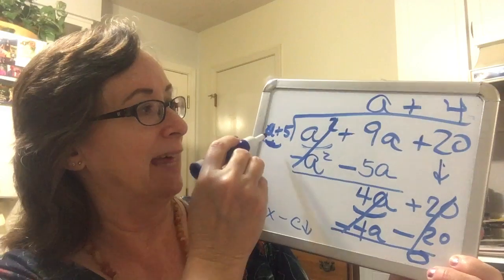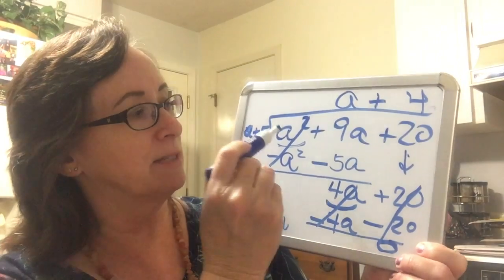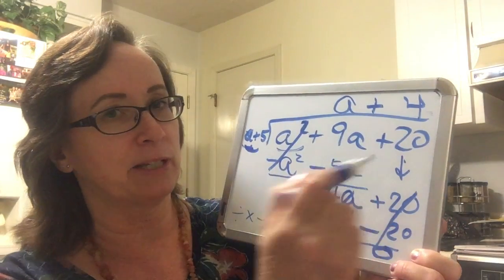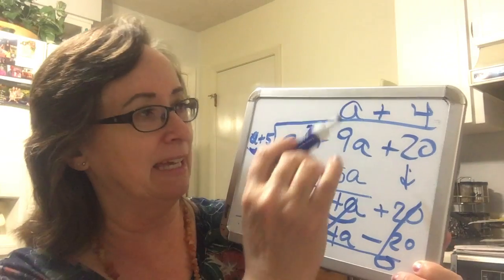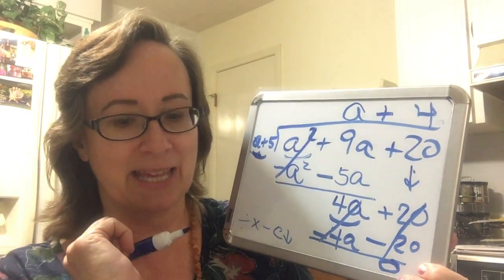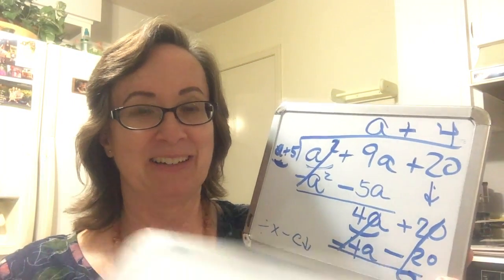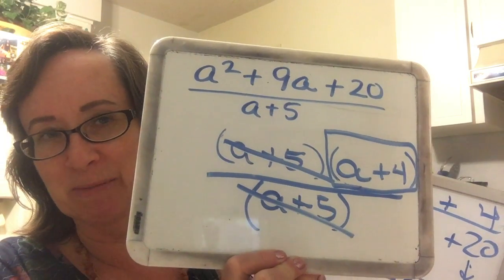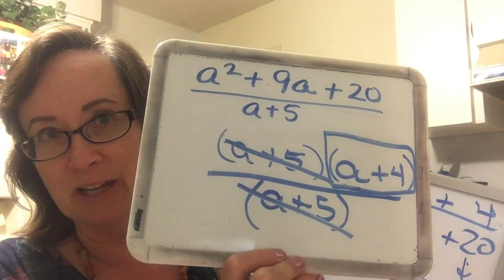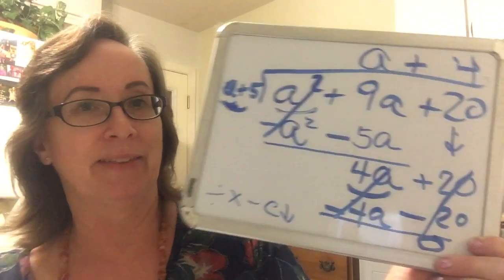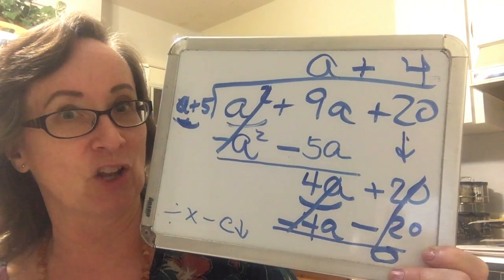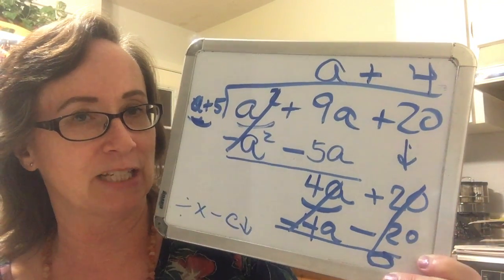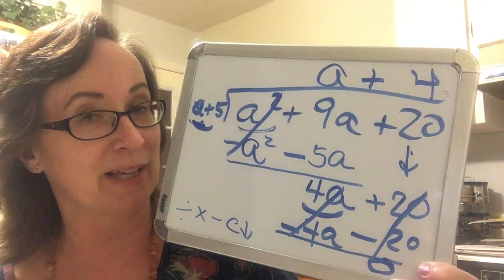That means that a plus 5 goes into a squared plus 9a plus 20 exactly a plus 4 times. And that's what we saw when we did it on this one, right? We factored the numerator, and when we canceled, we got a plus 4. On this one, we divided it out, long division style, and still came up with a plus 4.